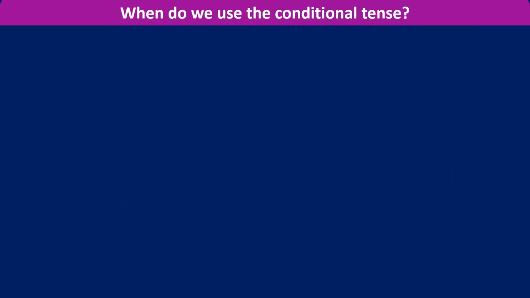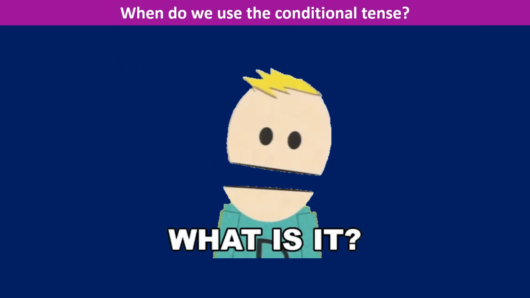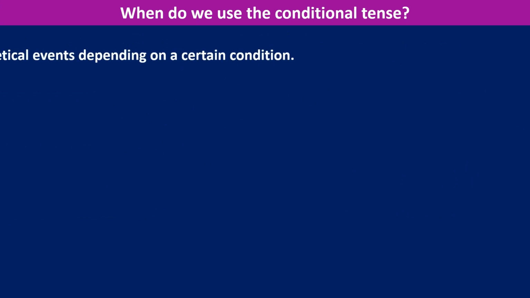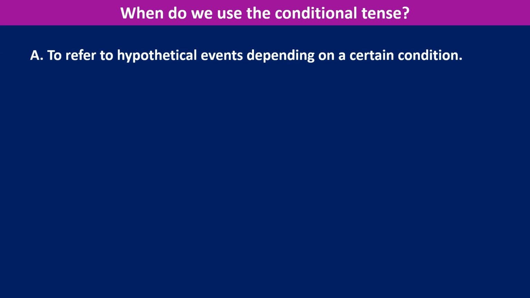So what is the conditional and when do we actually use it? Its first use is to refer to hypothetical events that depend on a certain condition. The best way to explain that is to show you an example.